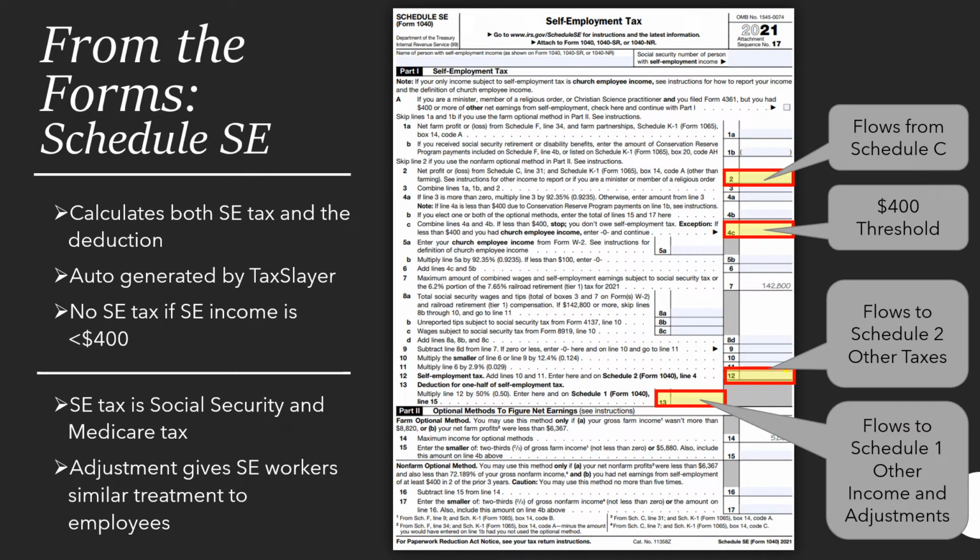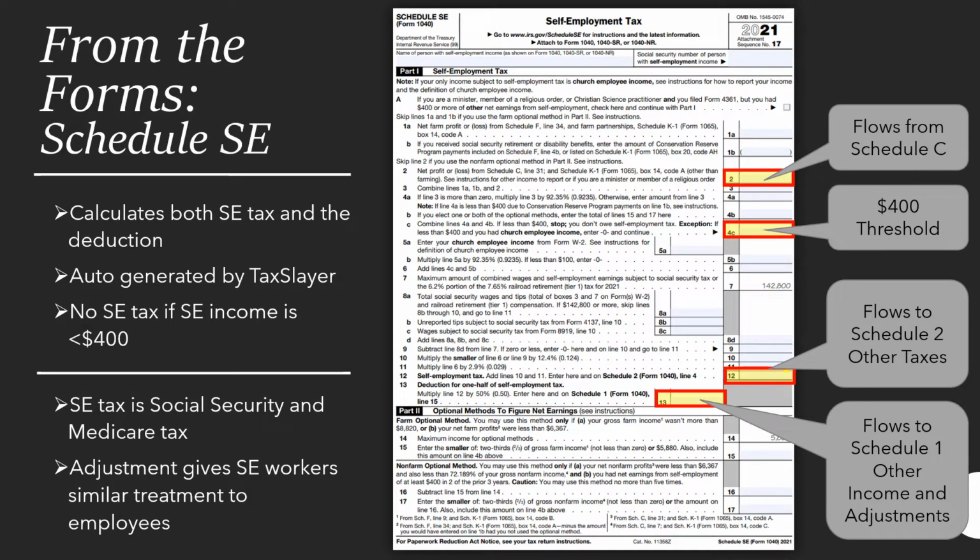So when our self-employed individuals have calculated their net income from Schedule C, if they had $400 or more of that net income, they are going to need to calculate the self-employment tax, and there's an accompanying deduction, an adjustment to income that goes with that. And the self-employment tax is really just Social Security and Medicare tax.